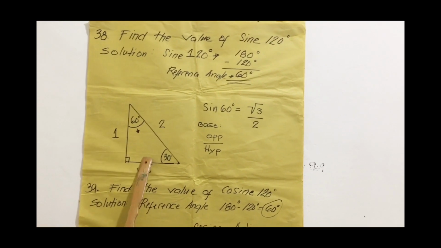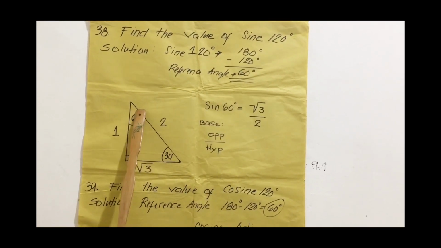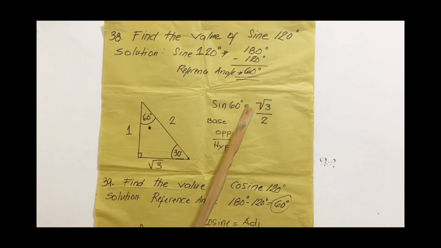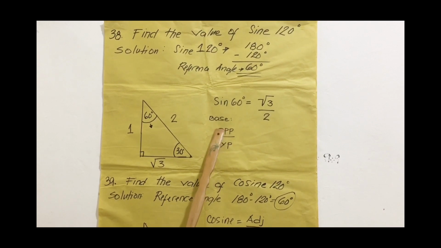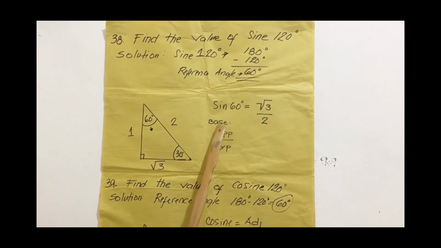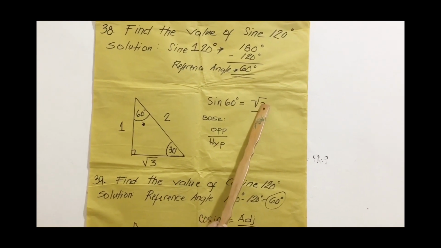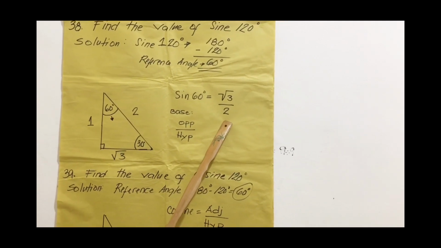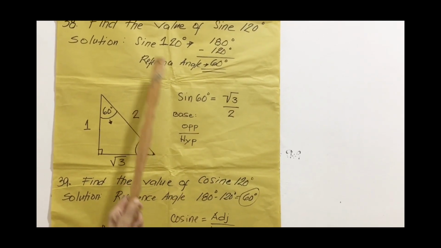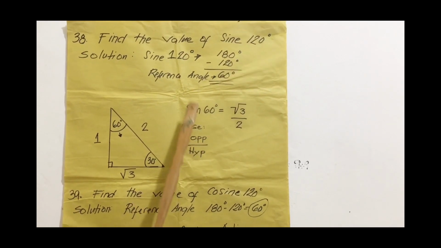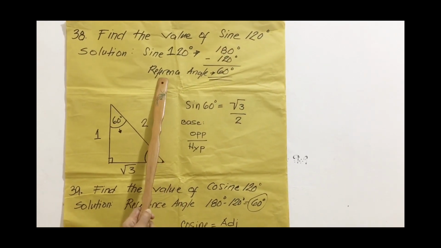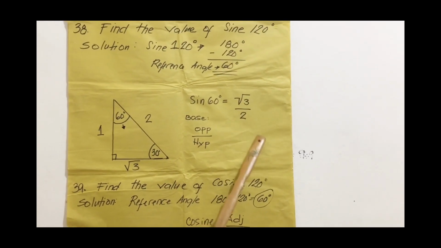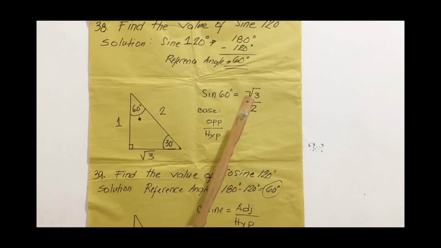Now, since we're looking for sine 60 degrees, the sine is the opposite of this 60 degrees. So the formula for our computation, opposite over hypotenuse for the sine, and the opposite of 60 degrees is square root of 3 over the hypotenuse, which is 2. So we have here the denominator of 2. So our final answer for sine 120 degrees, which is equivalent to sine 60 degrees based on the reference angle, is equal to square root of 3 over 2.